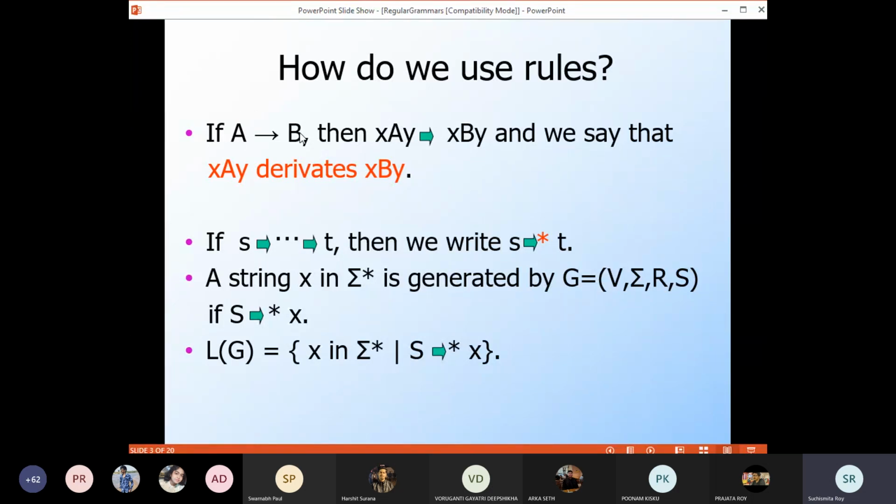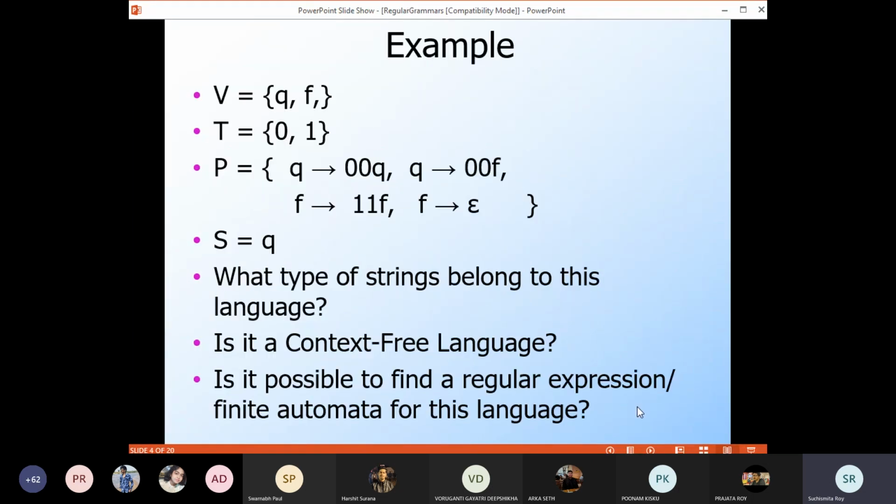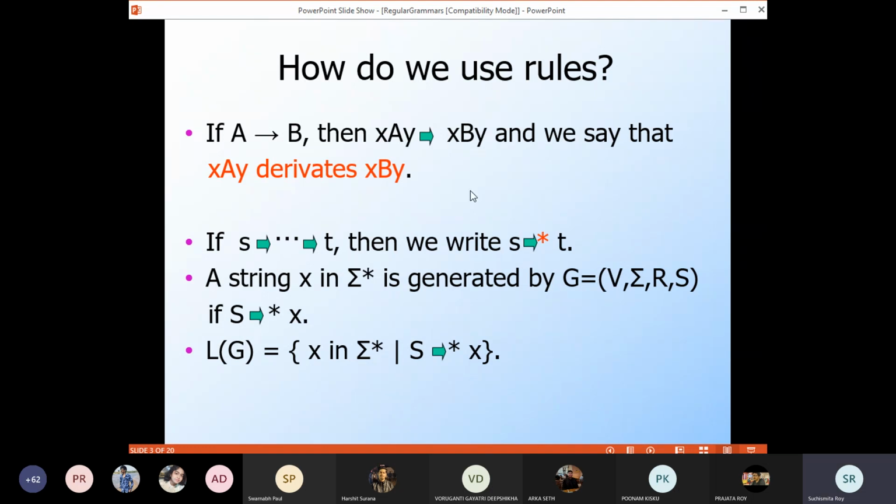Okay, this A and B need not necessarily be only a variable, B particularly. It can be anything. It can even be a string. And you know that we say it derives x by, and when you have a string of such rewrites or derivations, then you can say that S derives T. The string S produces string T. So a string X is generated by this grammar.